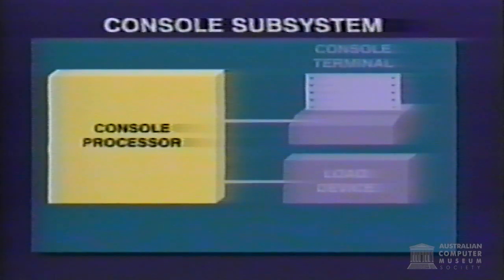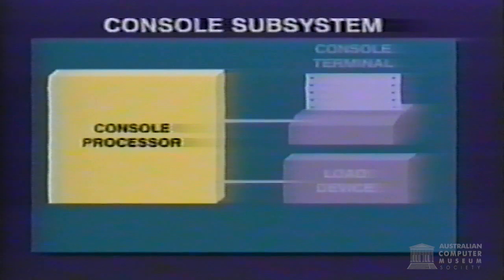These tasks are performed by entering English-like commands at the console terminal keyboard. Each time a command is entered, it's interpreted and acted upon by the console processor. Most VAX systems have a separate console processor that interacts with the main CPU. A few systems use the main CPU to execute console commands.